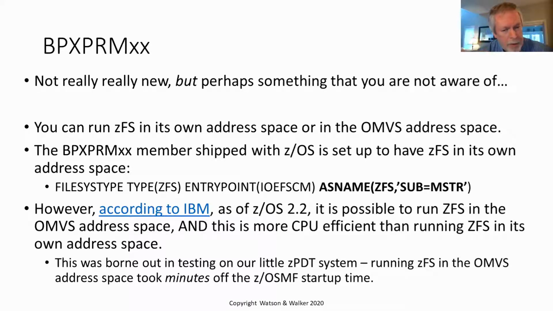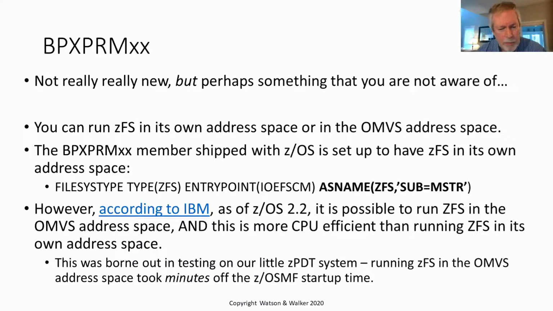When they brought out zFS first, it had to run in its own address space, really, because of virtual storage constraints. In 2.2, they changed it so it can now use 64-bit buffers. So you have the option to run it in the OMVS address space or in its own address space called a colony address space.